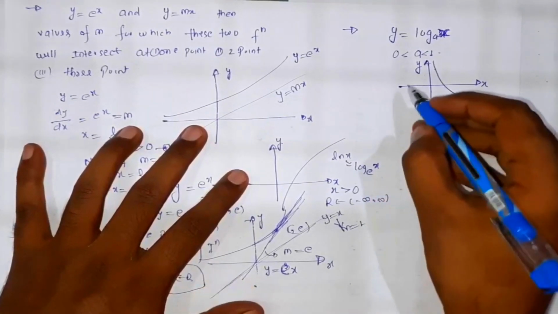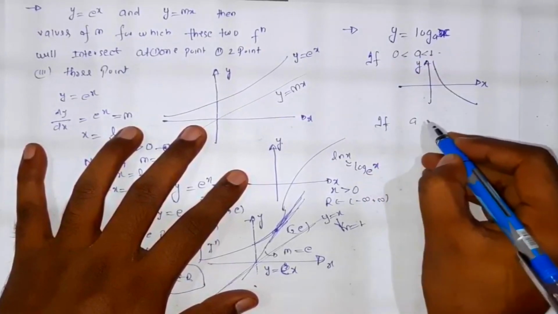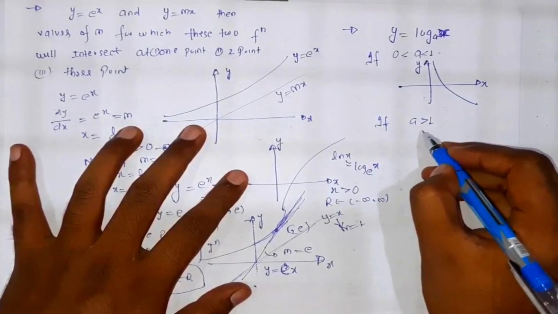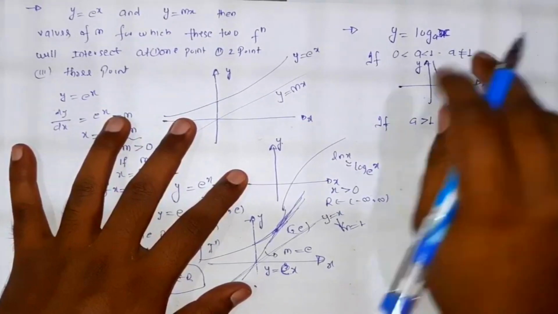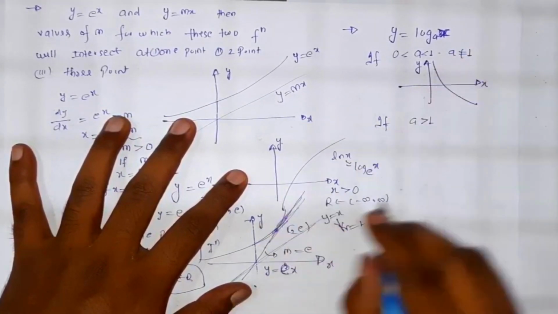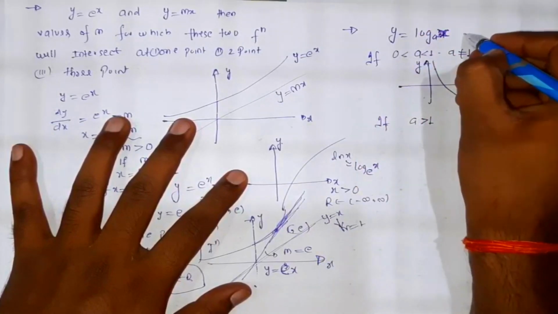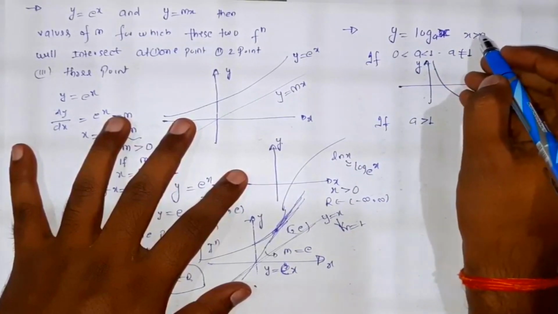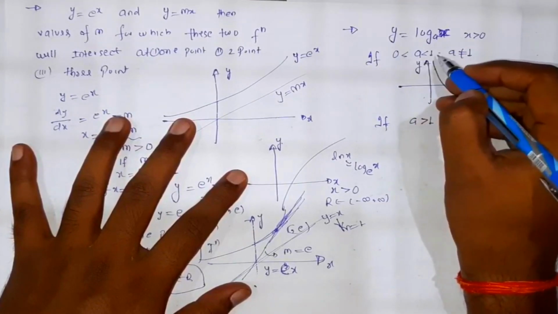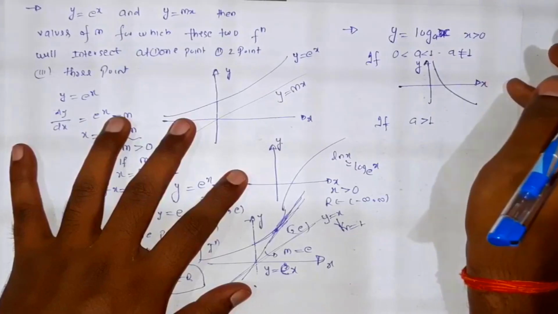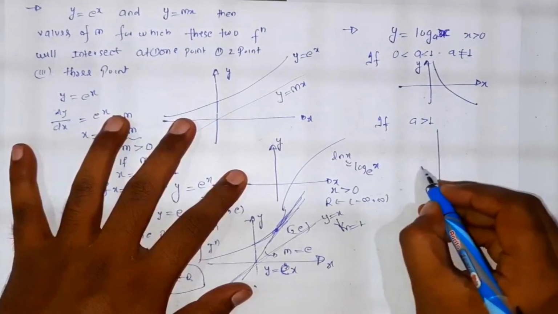So if a is greater than 1, and a should not be equal to 1. Okay, so for a greater than 1, this is the definition to define this function. Okay, x should be greater than 0. This is the domain of this function, and x should be greater than 0, and a can be from 0 to 1, or a can be from 0 to infinity. Okay, for 0 to 1, the graph will be like this. For a greater than 1, the graph will be like this.